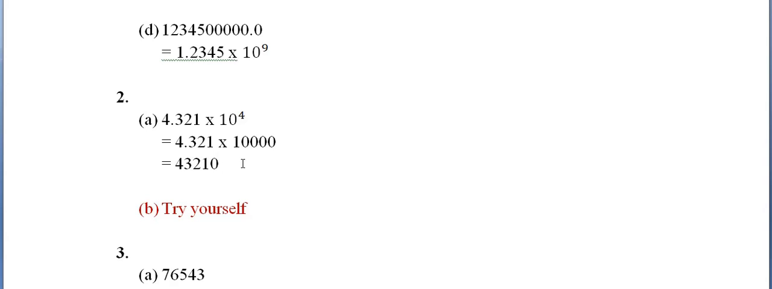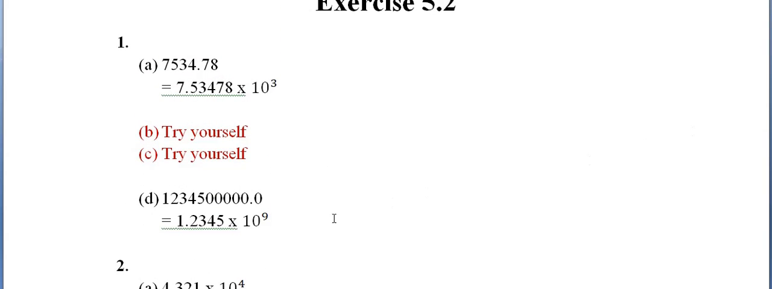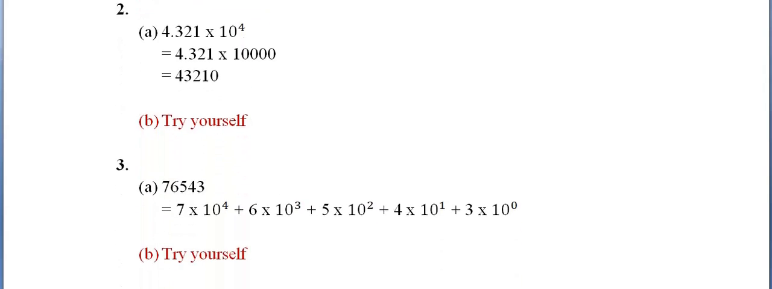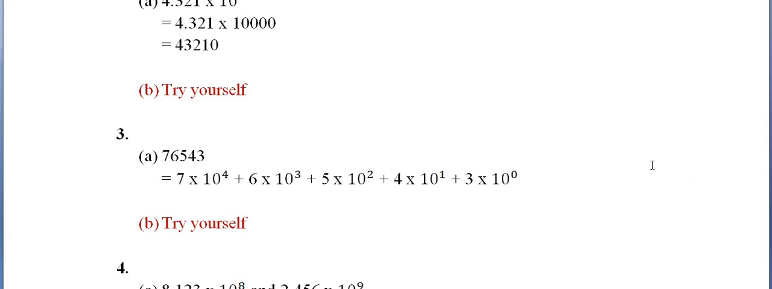But it should be remembered that you must always write the numbers in a scientific manner, the way I have explained just now. Now let's move on to question number 3. Question number 3 is very, very simple. You just read the number, question number 3A, 76543. Now this 7 is actually 70,000, 6,000 plus 500 plus 40 plus 3.